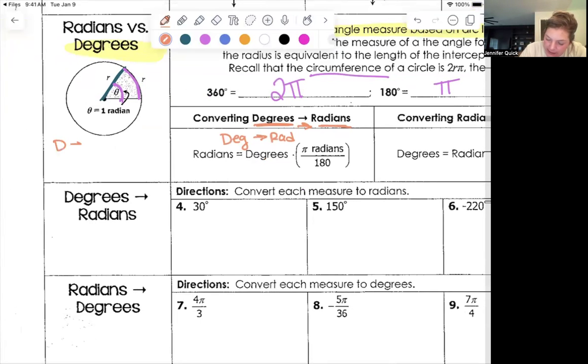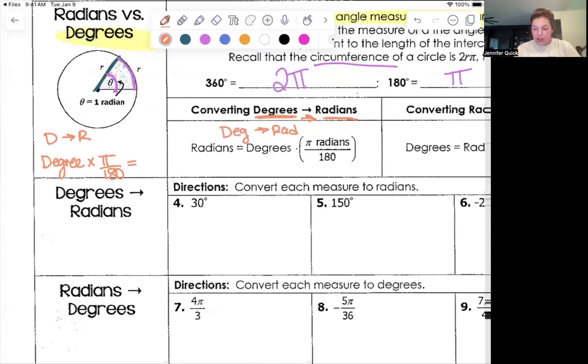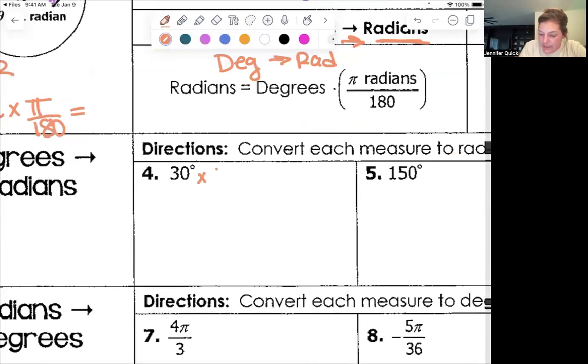If I want to go from degrees to radians, I'm going to take the degree of the angle and multiply it by pi over 180, and I'm going to get that answer. Now, here's what I don't want you to do. I do not want you to plug it in your calculator because you're going to get this wicked nasty decimal and you're going to hate everything. And I don't even really want you to use 3.14. Okay, I want to show you what I want you to do. So you are going to times by pi over 180.